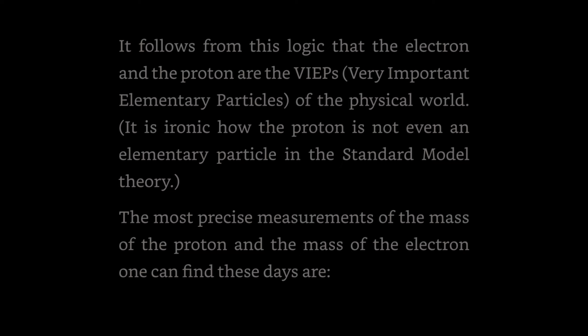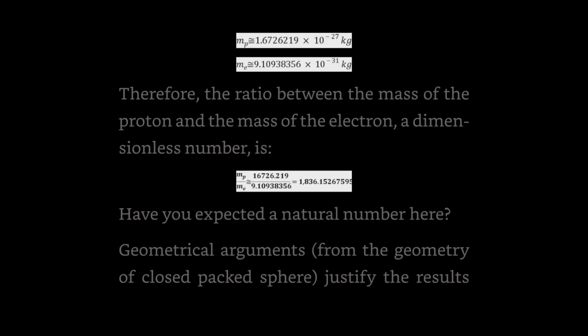The most precise measurements of the mass of the proton and the mass of the electron one can find these days are: the mass of the proton is equal to 1.67262219 multiplied by 10 to the power minus 27 kilograms, and the mass of the electron is equal to 9.10938356 multiplied by 10 to the power minus 31 kilograms.